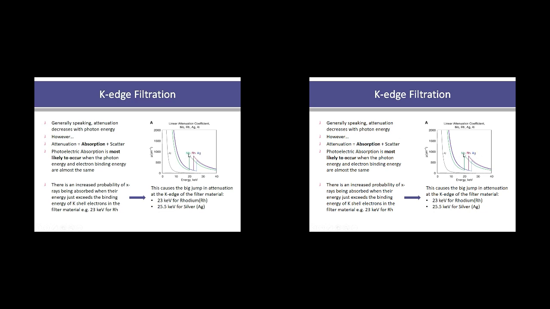So in mammography, we call these materials molybdenum, rhodium, and silver then. So what's happening is we've got our attenuation decreasing with energy until we reach a certain value, and this is the K shell binding energy value then. And at that value, we get a huge increase in the amount of absorption occurring, and more absorption means more attenuation. So that's why we get a great big increase in attenuation at this very specific energy, which we call the K-edge then. So there's that increased probability of X-rays being absorbed when their energy just exceeds the binding energy of K-shell electrons in the filter material. So 23 keV, for example, for rhodium. And that then is what causes the big jump in attenuation at the K-edge of the filter material.